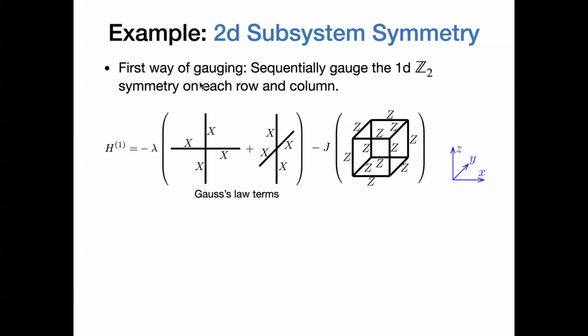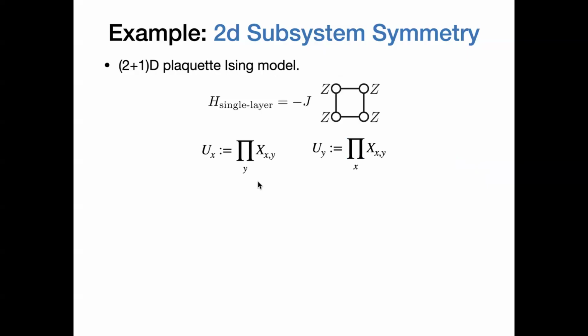So the first obvious way of gauging the subsystem symmetry is to regard it as a collection of 1D symmetries and then sequentially gauge these 1D symmetries. Recall that the symmetry is the product of X acting on each single column and each single row. So these are all 1D subsystems, and we know how to gauge 1D symmetries. So you can imagine sequentially doing this gauging. You first gauge the symmetry acting on the first row, the second row, and the third row. After going through all the rows, you do the gauging for the first column, the second column, and so on.